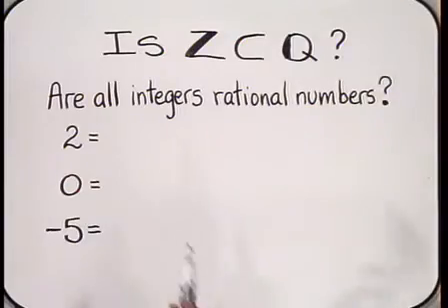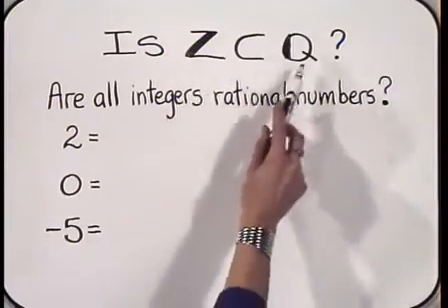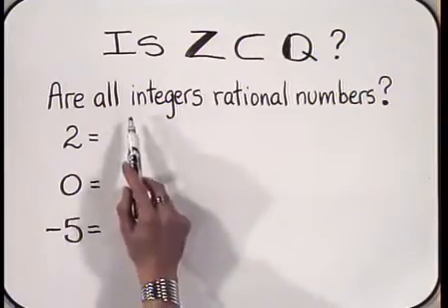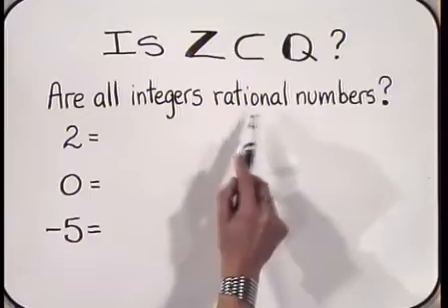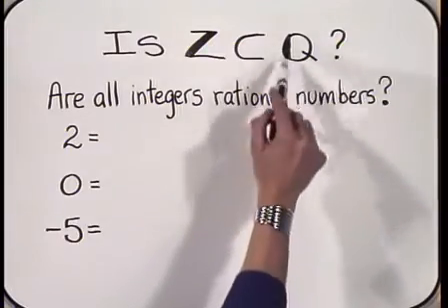Well, in our process of number sets, we had N, then W, then we had Z, now we have Q. The question is, is Z a subset of Q? Are all integers rationals? Let's go back to our whiteboard and check. Is Z a subset of Q? Meaning, are all integers, numbers that belong here, also rational numbers? Do they also belong there?